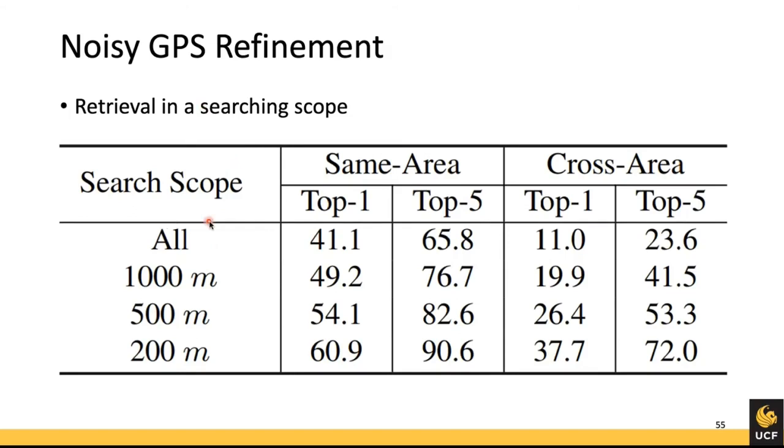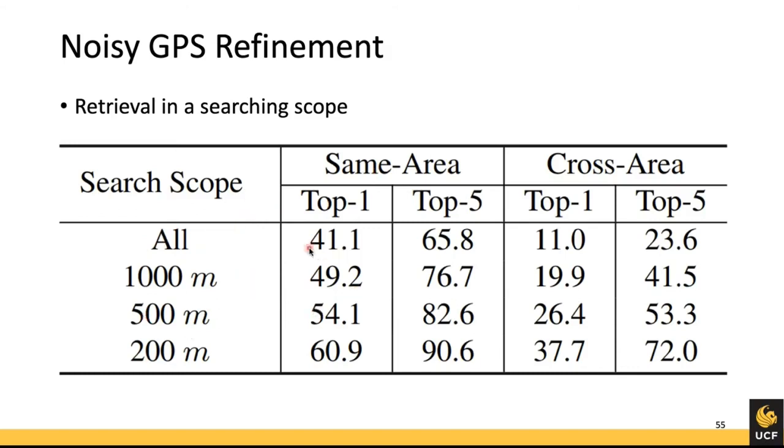So let's say you have a noisy GPS, and you can use that noisy GPS as the center. Instead of using the whole reference database to do the search, you use that noisy GPS as a center and take maybe 1,000 meters as the search radius to gather the area of images. In this way, your search space is much reduced, because you are using the noisy GPS as a reference and just searching the radius around that center.